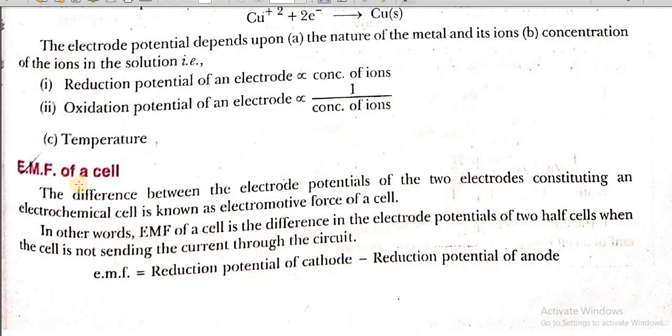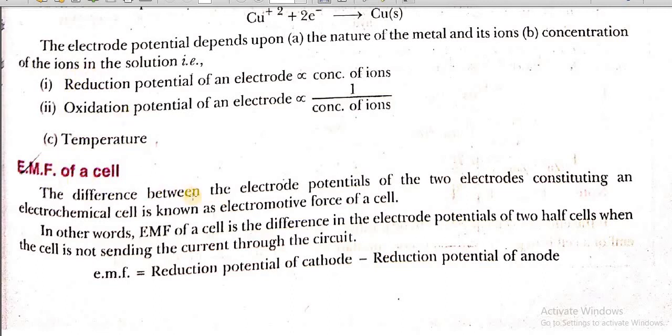Now, the next topic is EMF of a cell, electromotive force of a cell. The difference between the electrode potentials of the two electrodes constituting an electrochemical cell is known as the electromotive force of a cell. And EMF of a cell is given by the reduction potential of the cathode minus the reduction potential of the anode.